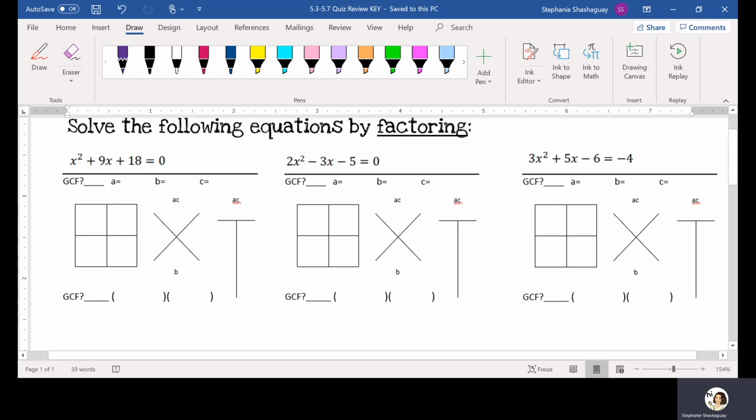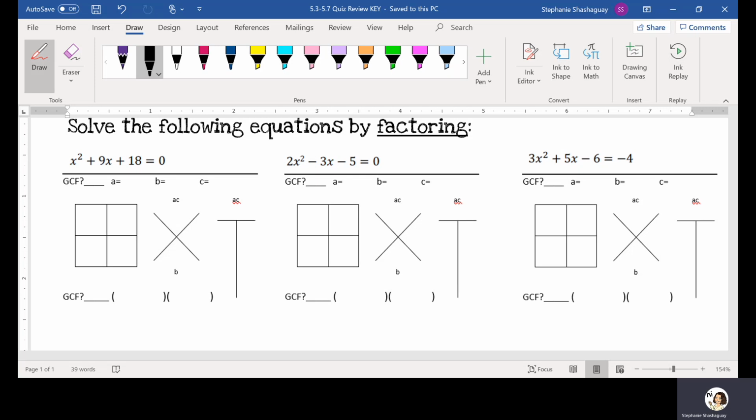We have x squared plus 9x plus 18. So my A term is x squared, my B term is 9x, and my C term is 18. My A times my C is a positive 18x squared, and my B term is 9x. So I need to find the factors of positive 18 that add together and give me a positive 9.